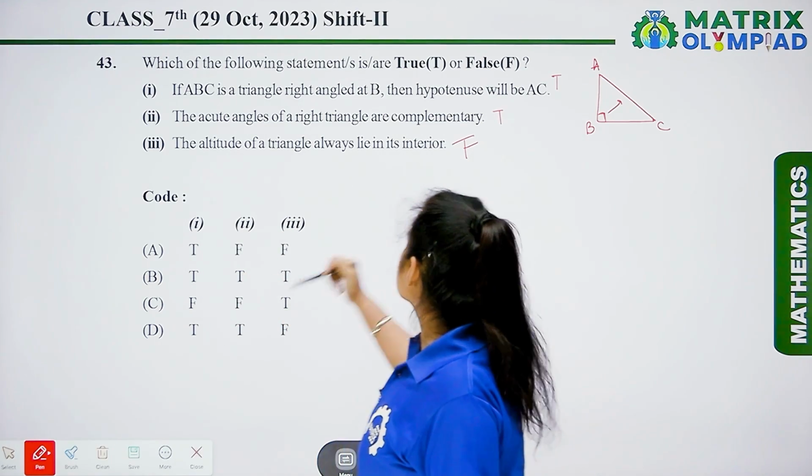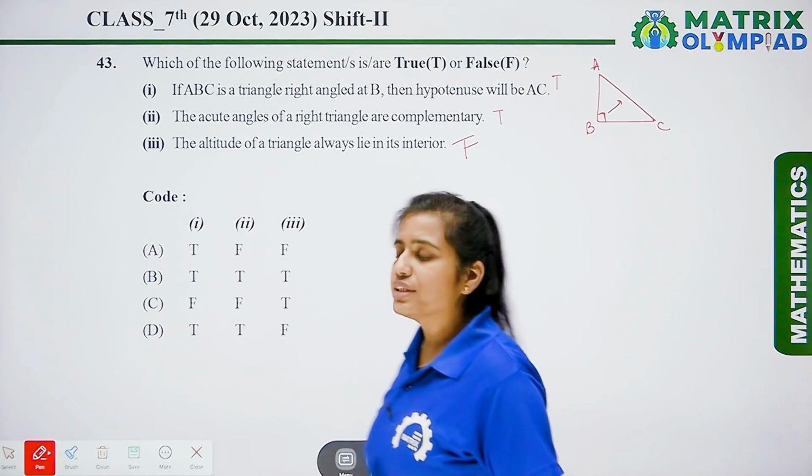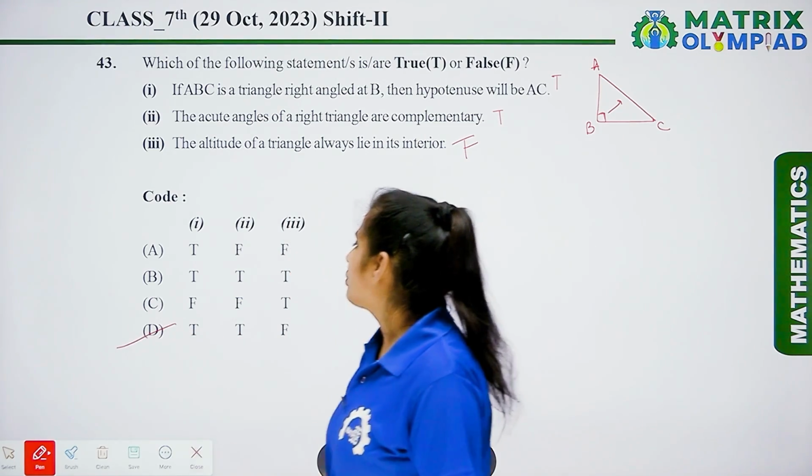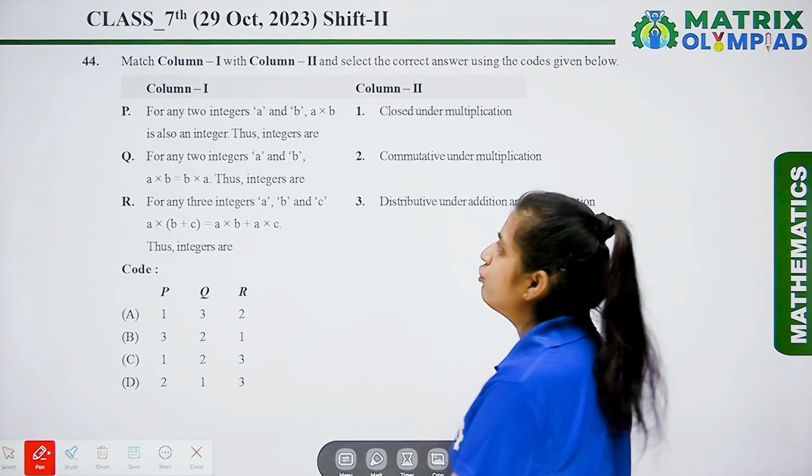Now the sequence is true, true, false. So out of these four options, the correct option is option D. Now let's solve the next question, question number 44.